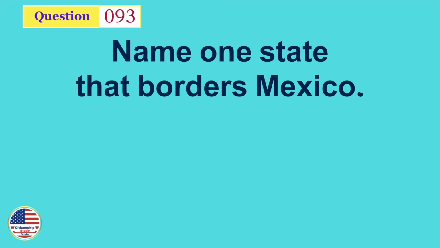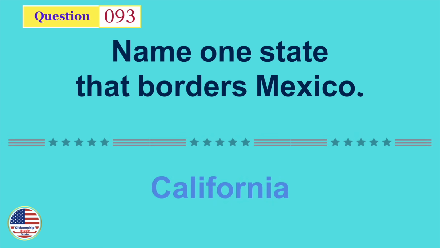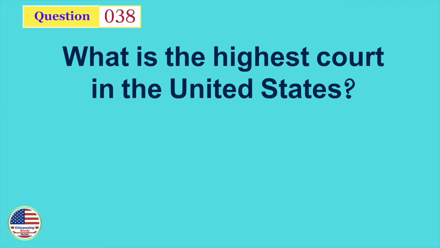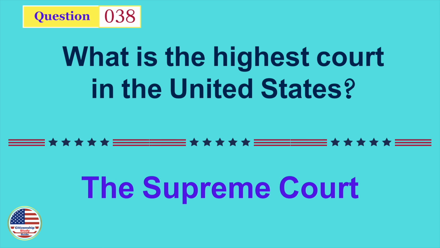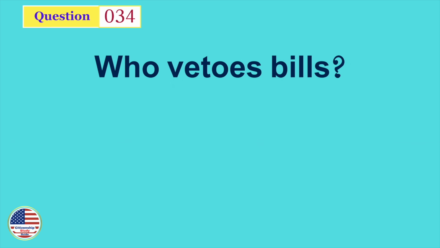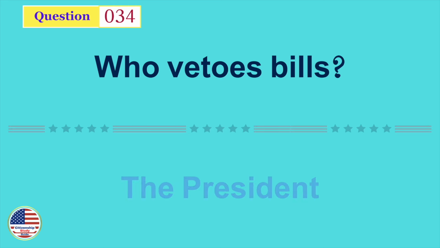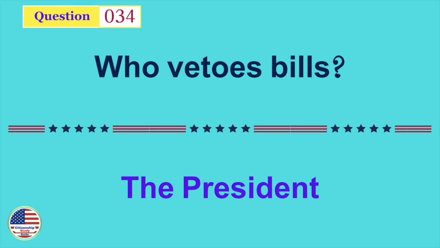Name one state that borders Mexico. California. What is the highest court in the United States? The Supreme Court. Who vetoes bills? The President.